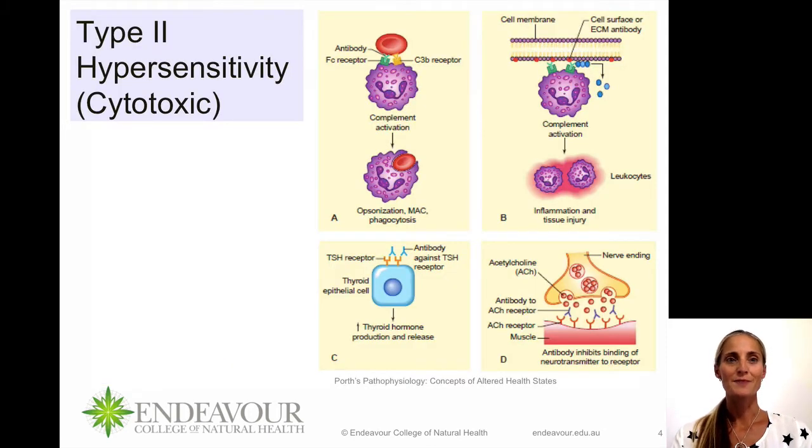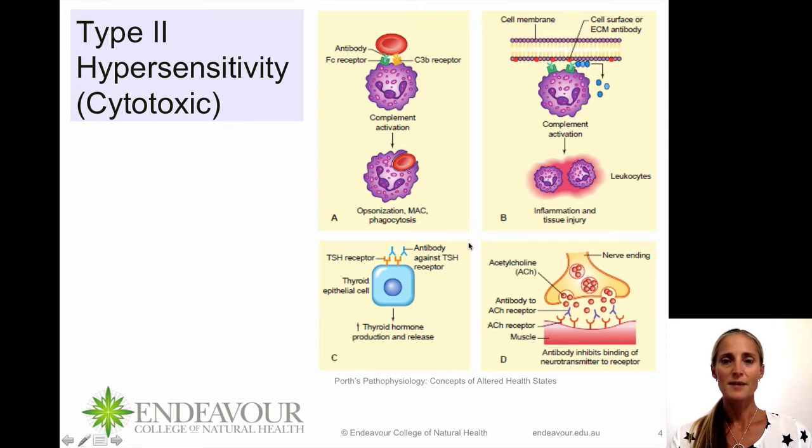So here are some diagrams of type 2 cytotoxic reactions. Now, diagram A is looking at that complement activation that we discussed in the last slide with the opsonization and the MAC and the phagocytosis. In diagram B, we're looking at complement and antibody receptor mediated inflammation resulting from recruitment and activation of inflammation-producing leukocytes, or neutrophils and monocytes.